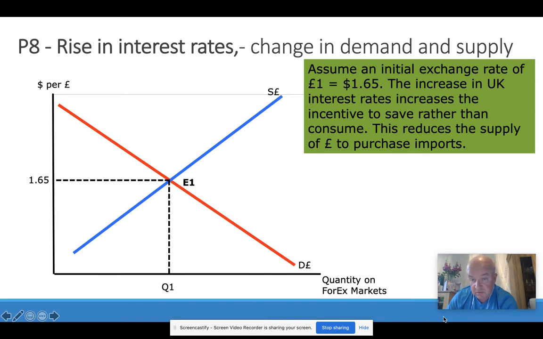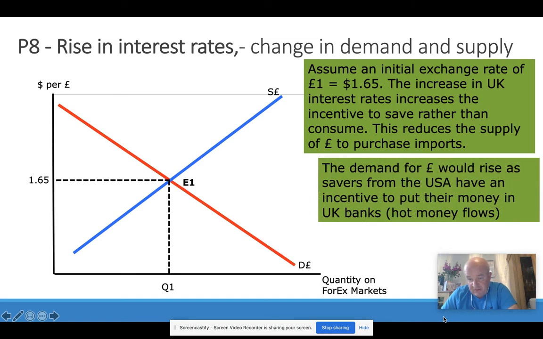Okay, so in this instance we've got that same position, but in this case the UK interest rates have increased. That's going to mean, number one, a greater incentive for UK consumers to save rather than to consume, and that is effectively going to reduce the supply of pounds to purchase imports. We're not going to need so much of that to happen, because clearly people have chosen not to import, and businesses have chosen not to import because the demand isn't there for those particular goods and services.